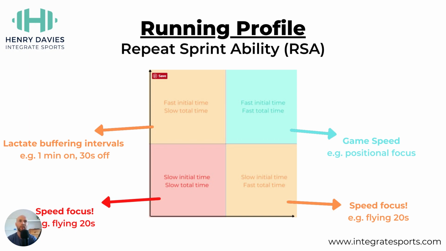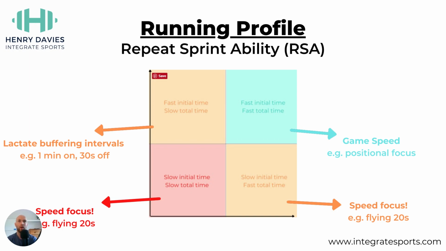If it's the top left, then the athlete's got a quick initial time. They're quick, but their times drop off fast. And that's normally indicative of their ability to buffer lactate. So lactate buffer intervals enable them to sustain speed without accumulating high amounts of lactate that reduce their ability to sustain that speed. So things like a minute on, 30 seconds off can be a very effective means of achieving this, although they're really hard intervals.